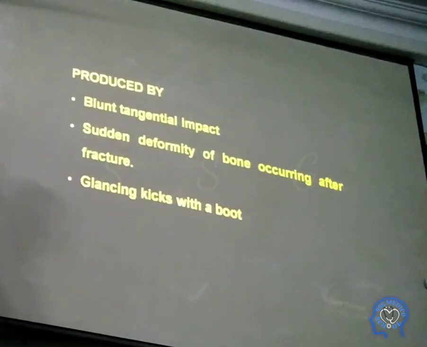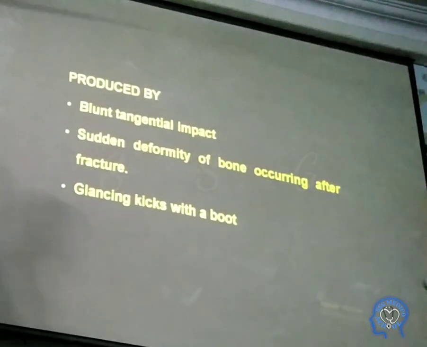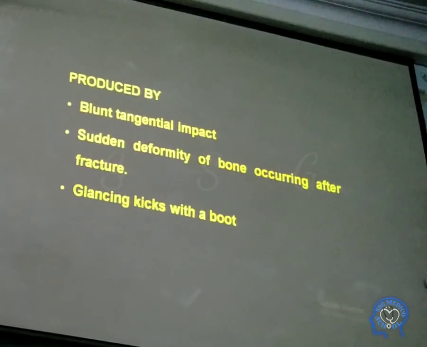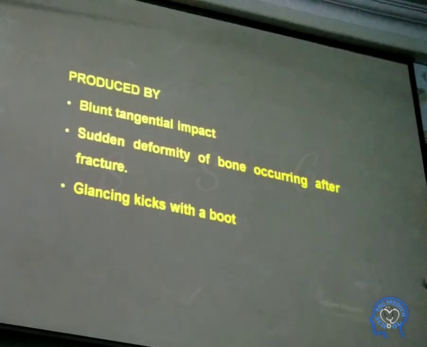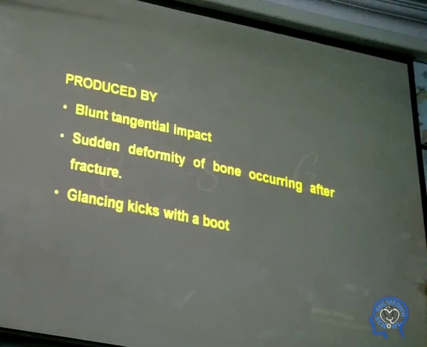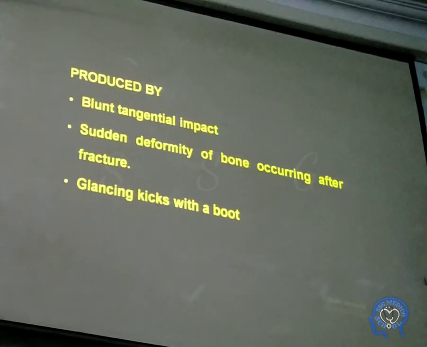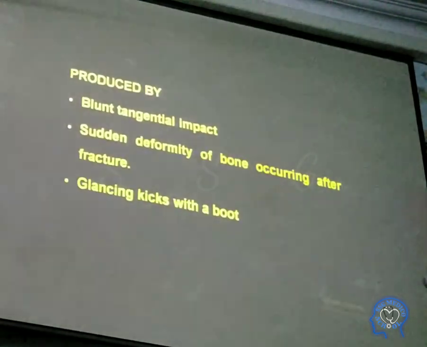Next. Produced by blunt tangential impact, sudden deformity of bone after fracture, kicks with a boot on the body. Next.